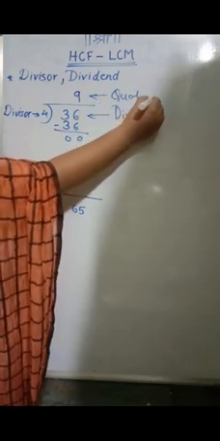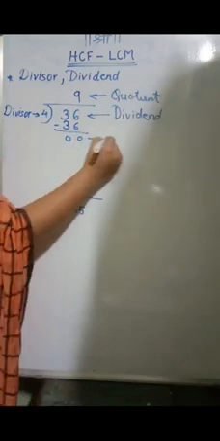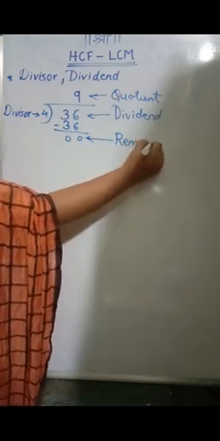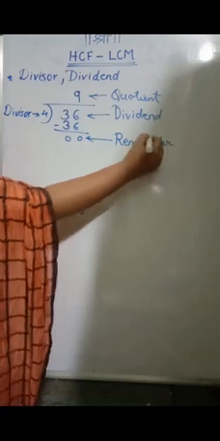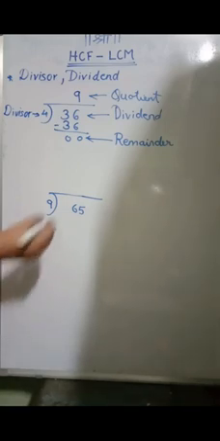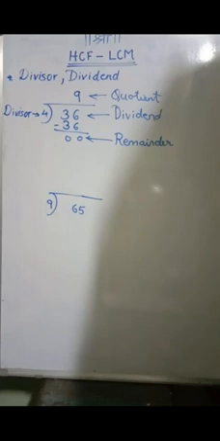What is it called? Quotient. And whatever remains is called the remainder. So when we solve this sum, what is our remainder? 0. Now we will solve this sum of division and we'll see what we get as divisor, dividend, quotient and remainder.